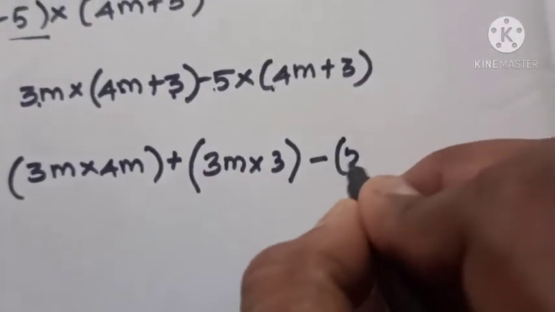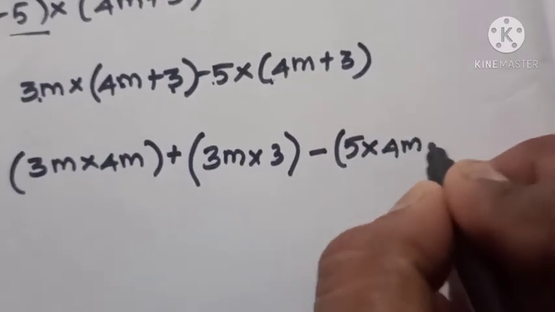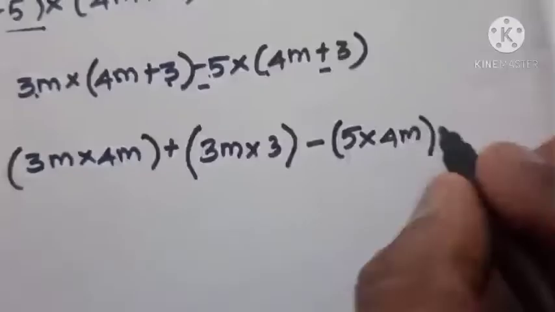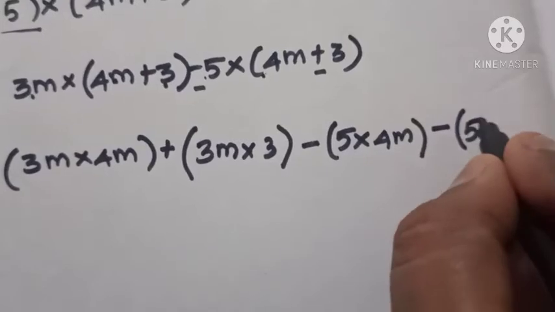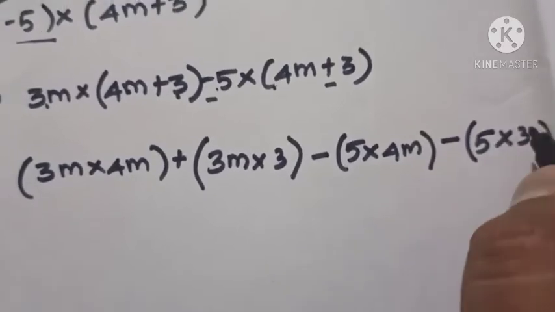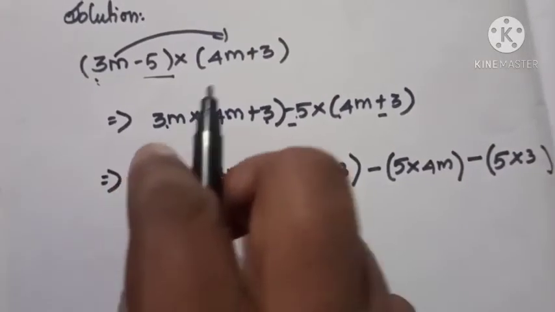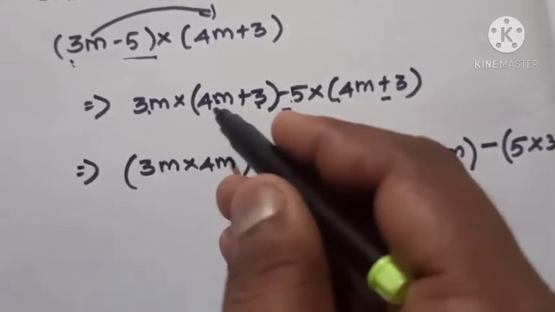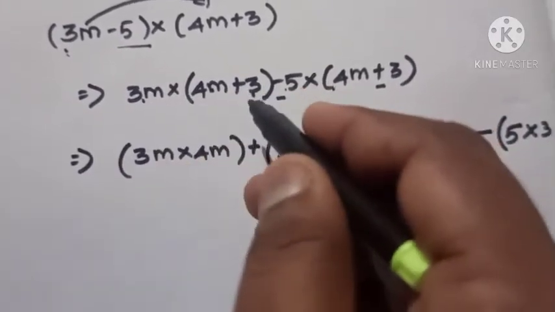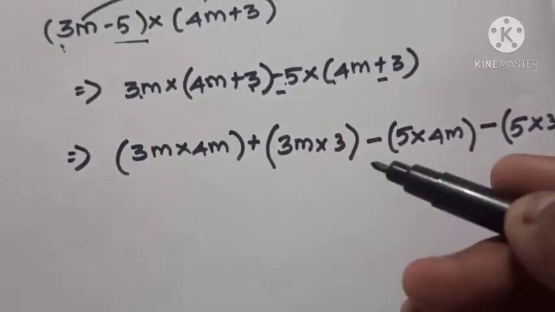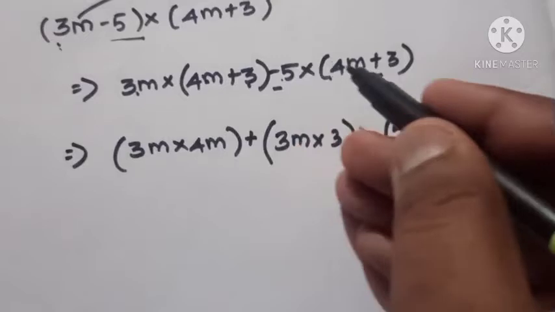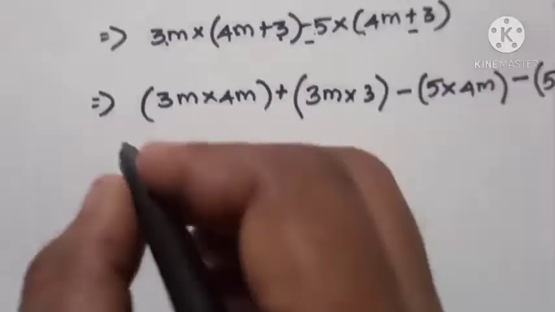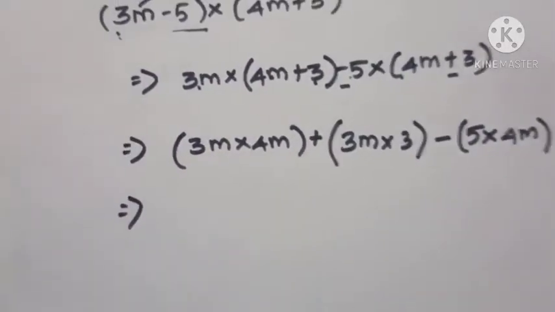Now 5 is multiplied with 4m. Again you concentrate on the signs: plus into minus, minus. So this 5 is multiplied with 3. Now you can clearly know how to multiply the binomials. Each term is multiplied with these 2 terms. So 3m into 4m, 3m into 3, minus 5 into 4m, that is minus into plus becomes minus. So 5 into 4m, and minus into plus becomes minus. So 5 into 3.